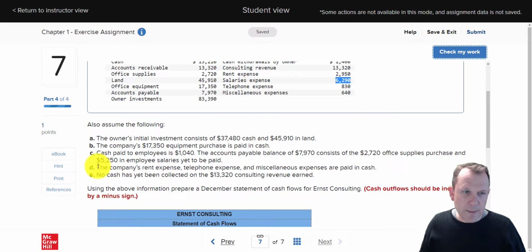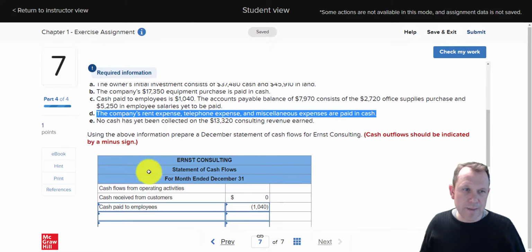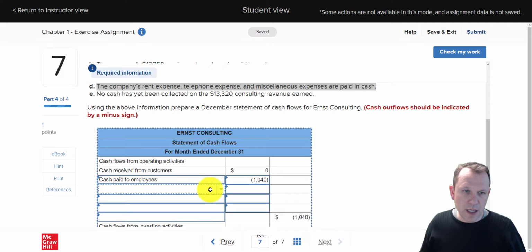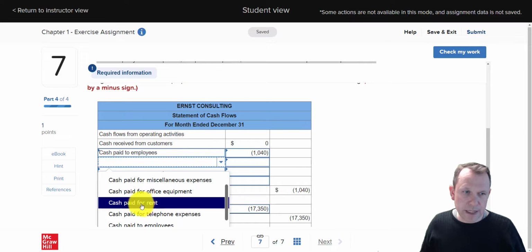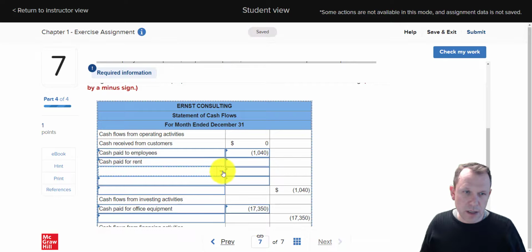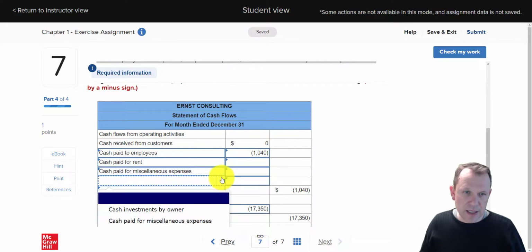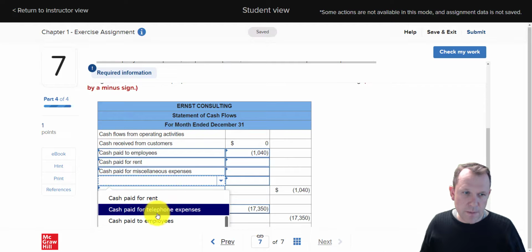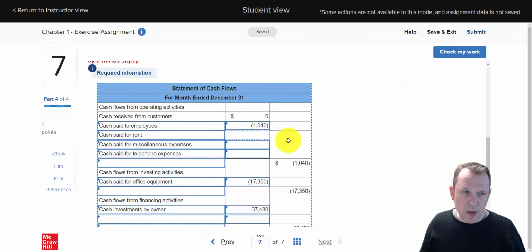Okay, next one. The company's rent expense, telephone expense, and miscellaneous expense are paid in cash. So what does that mean? That means that we can put all this cash paid for rent, miscellaneous, and I think it was telephone, right? Was another one. There we go. So that is all paid in cash.